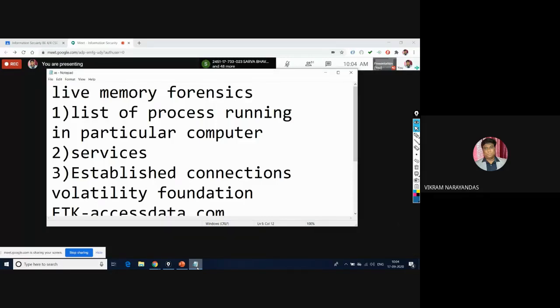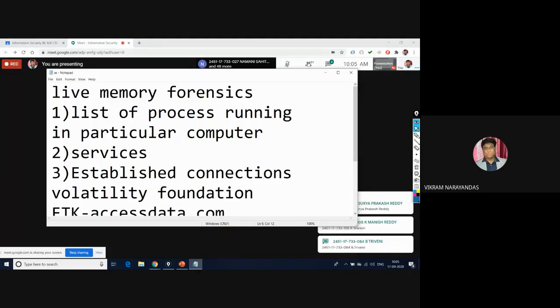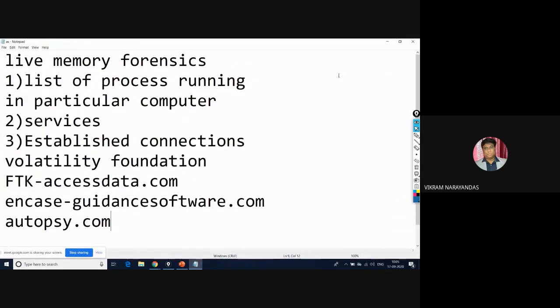Yesterday we discussed what live memory forensics is, what processes are running on a particular computer, what the services are, and what the established connections are. We also discussed some websites for live memory forensics. One is FTK, Forensics Toolkit, for which you can go to accessdata.com. The next one is EnCase, from guidance software.com, and Autopsy.